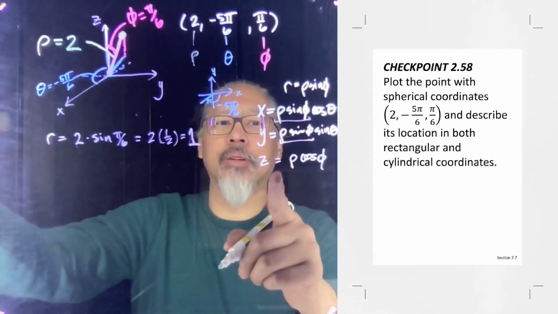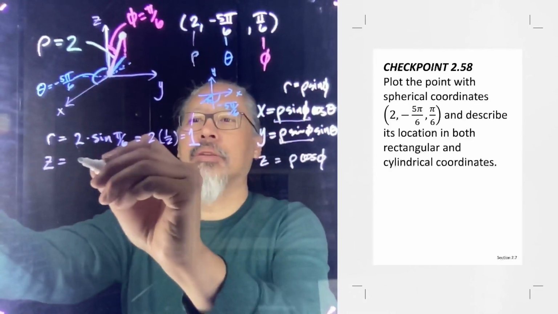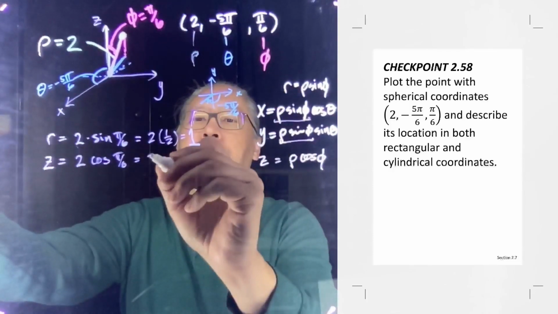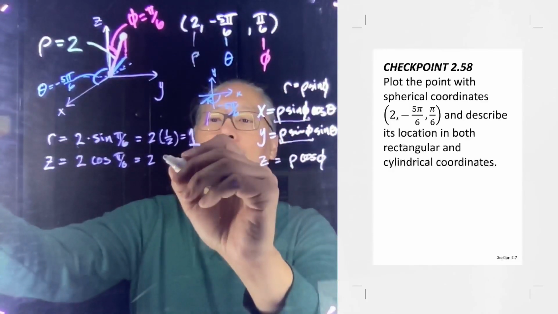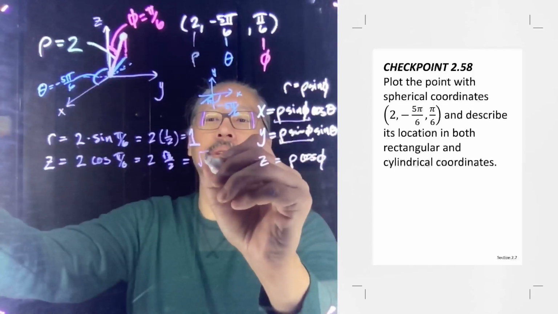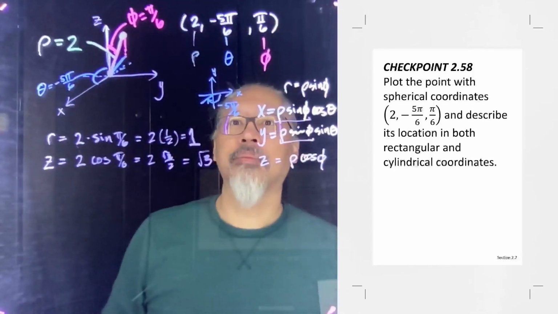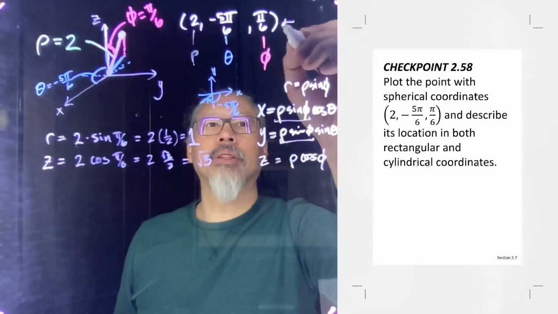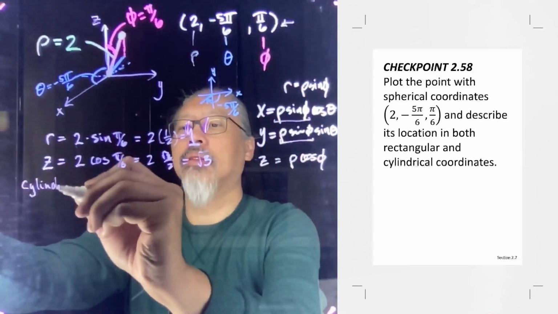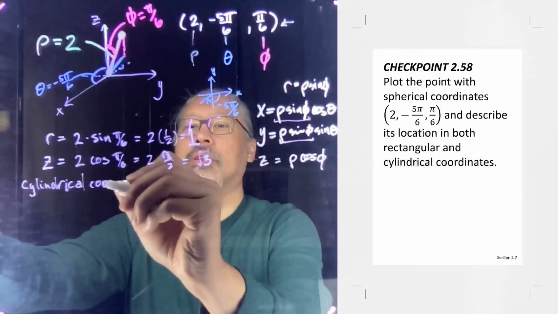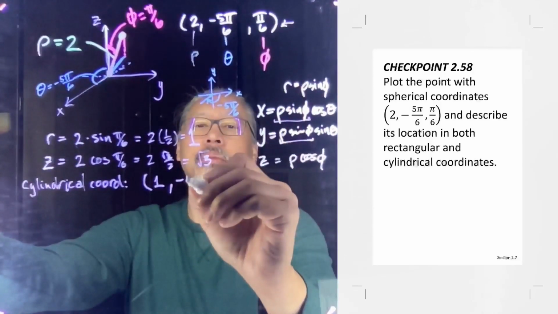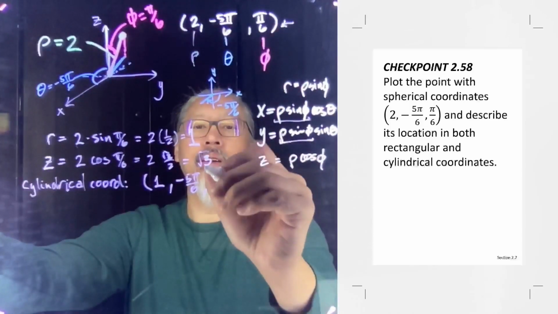We also need the z in cylindrical coordinates. Z is equal to rho, which is 2, times cosine phi, and phi was again pi over 6. Cosine of pi over 6 is root 3 over 2. And so we get z equals square root of 3. Okay, so our spherical coordinates is this point, and we can now write down our cylindrical coordinate point. Cylindrical coordinates are given by r, which is 1, theta, which is the same, and z, which is square root of 3.